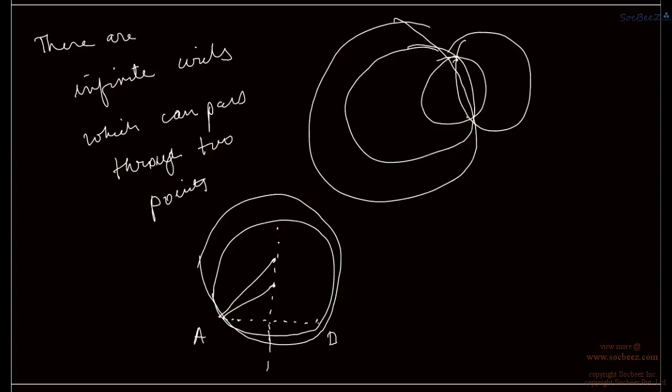So we can take infinite centers here. There can be infinite points on this line. This line is the locus of the center of a circle which passes through these two points A and B. So you can have an infinite number of circles which can pass through two points. So we have justified that there can be infinite circles which can pass through two points.